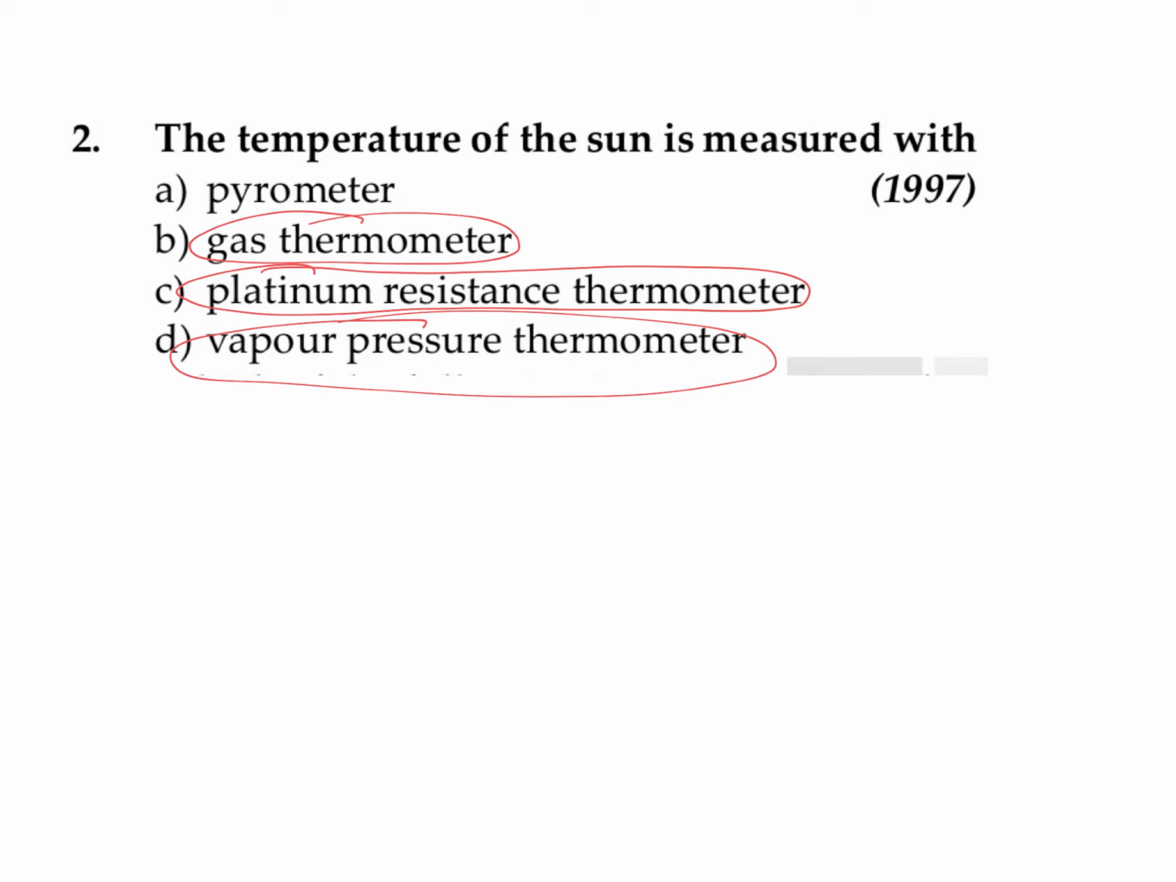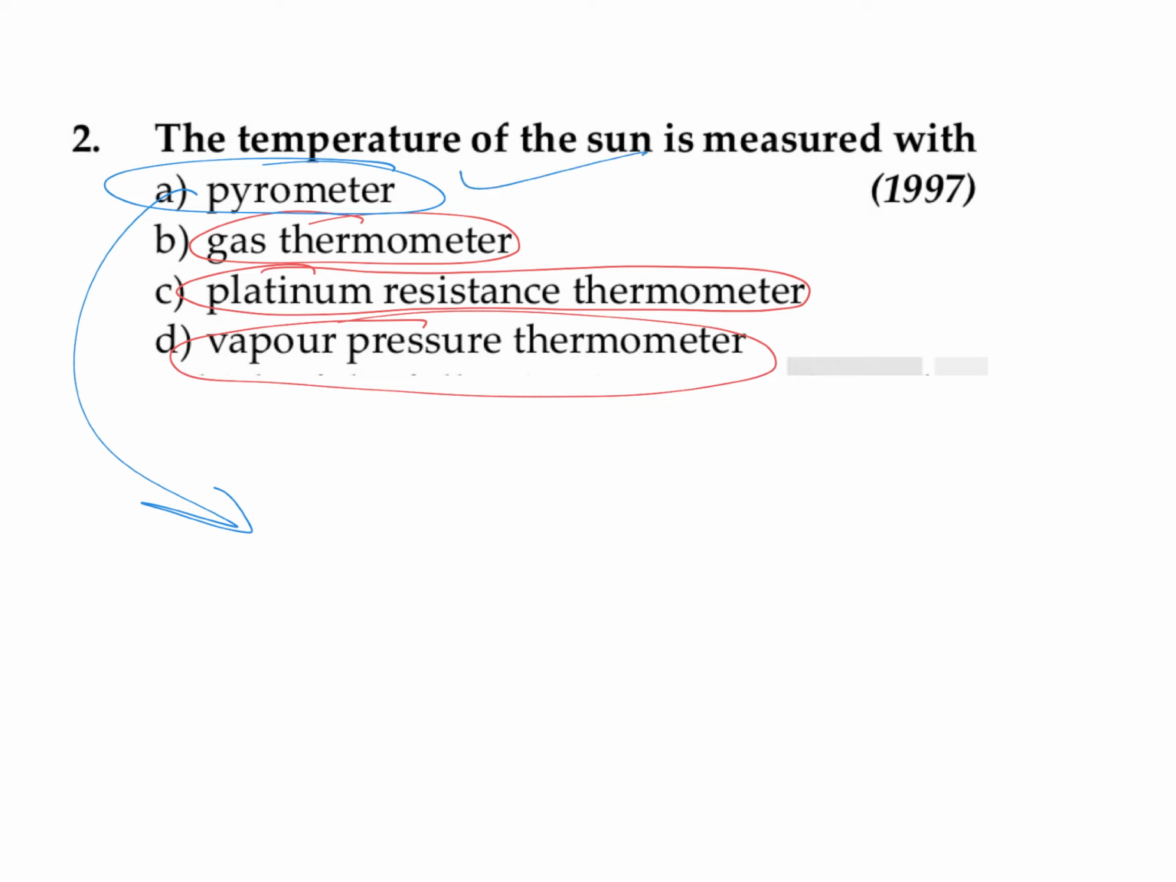Like if you would like to measure the temperature of the sun from earth, what we'll do is we'll measure the wavelength of light which is coming from the sun, or the infrared radiation which is responsible for temperature. And from the wavelength we'll get an idea about its temperature. So we'll use a device known as the pyrometer.